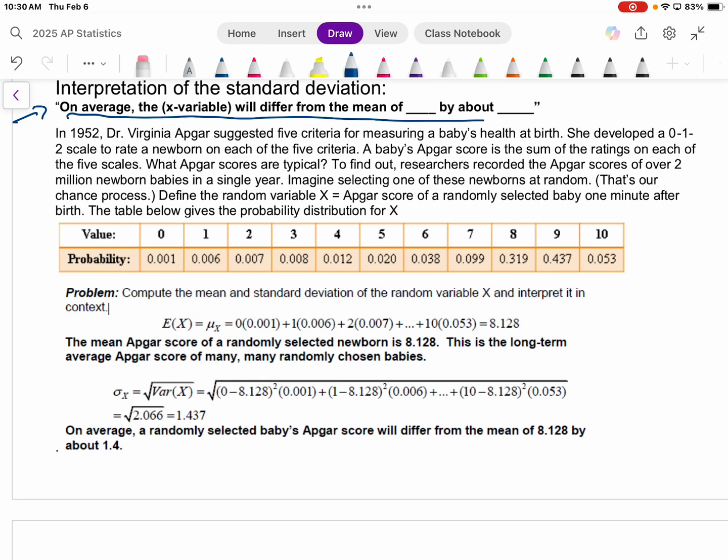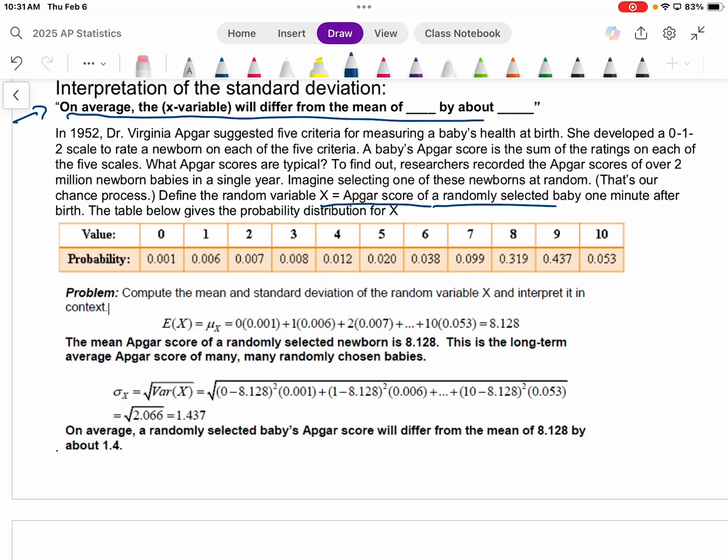In 1952, Dr. Virginia Apgar suggested 5 criteria for measuring a baby's health at birth. She developed a 0, 1, and 2 scale to rate a newborn on each of the 5 criteria. A baby's Apgar score is the sum of the ratings on each of the 5 scales. What Apgar scores are typical? To find out, researchers recorded the Apgar scores of over 2 million newborn babies in a single year. Imagine selecting one of these newborns at random. That's our event. So define the random variable X as the Apgar score of a randomly selected baby 1 minute after birth.